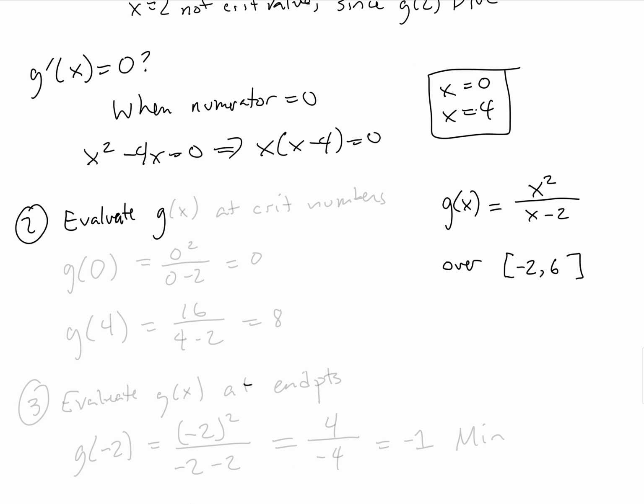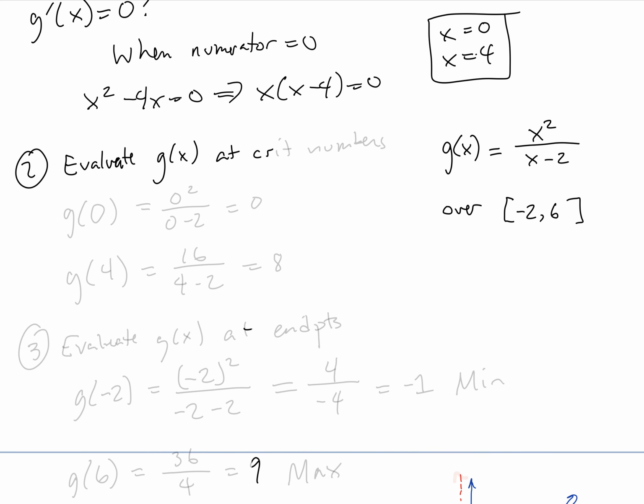Okay, so now we need to, step 2, evaluate the original function g of x at the critical numbers. So our critical numbers were x equals 0 and x equals 4. G of 0 is 0 squared over 0 minus 2. That's 0. G of 4 is 4 squared, that's 16, over 4 minus 2. That would give us 8.